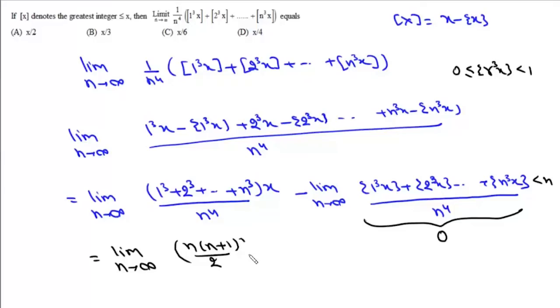Now this is (n+1)/2 whole square into x upon n to the power 4. Since this is an infinite limit, we are looking for the highest power of n. The highest power of n in the numerator is n to the power 4, and in the denominator also it is n to the power 4. Here its coefficient will be x by 4, and that's your option D.